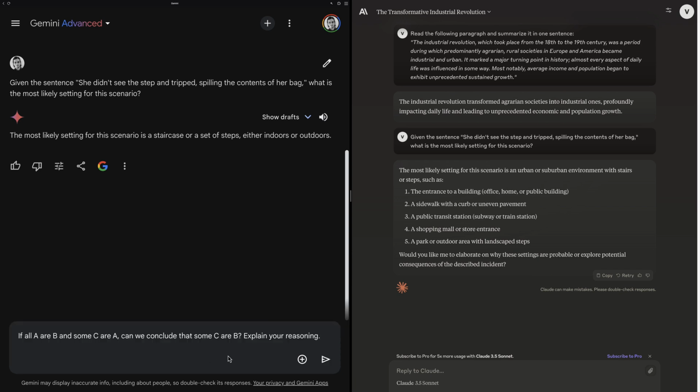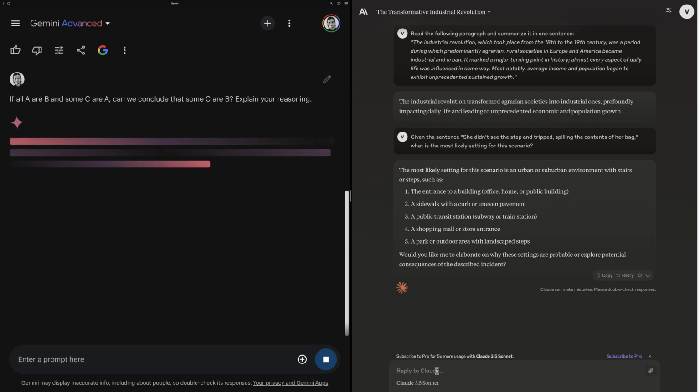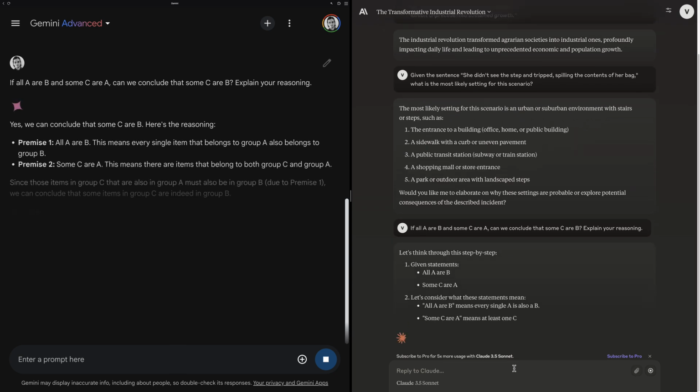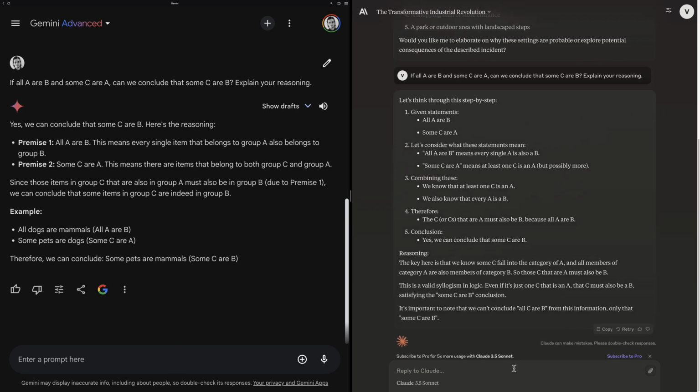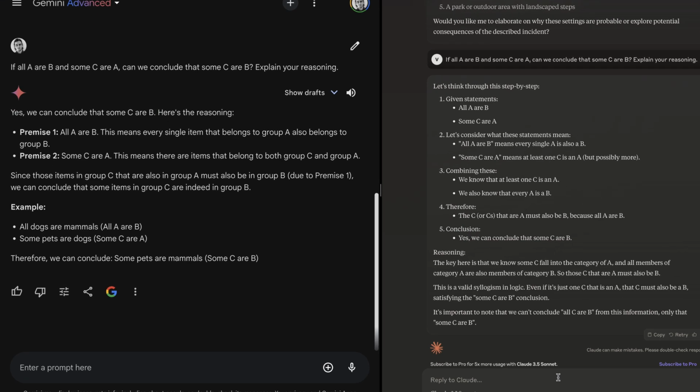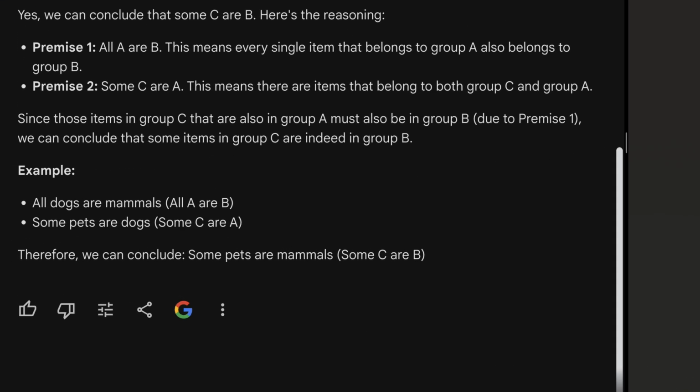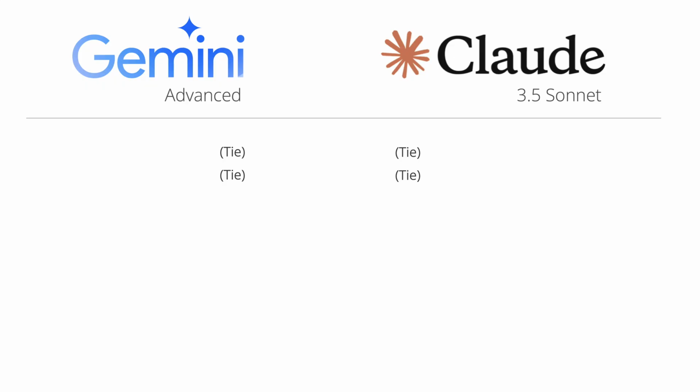The third question is, if all A are B and some C are A, can we conclude that some C are B? So a simple logic test. And here we can already see they both reached the same conclusion that yes, some C are B. What I like about Gemini though is that it gave an example to help illustrate the idea. So I'll give Gemini a star on this one.